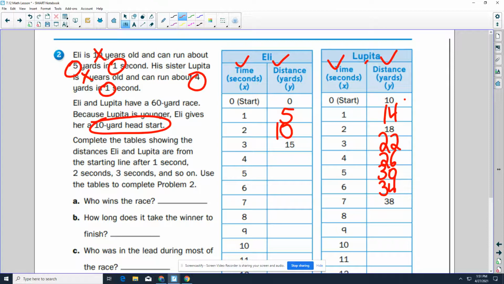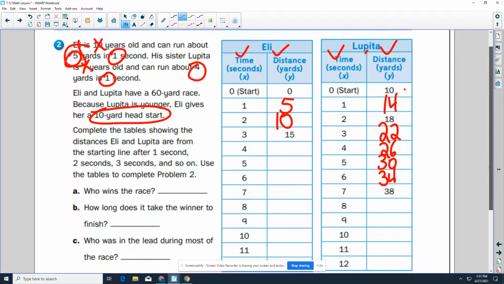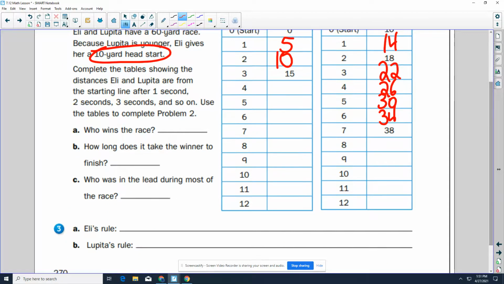Over here it says Eli can run 5 yards in 1 second. So you just keep adding 5 all the way down. Then you're going to use the information from here. You're going to tell me who wins the race. So you're going to go all the way to the very end and tell me who wins once they get to 12. Who has run farther? How long does it take the winner to finish?